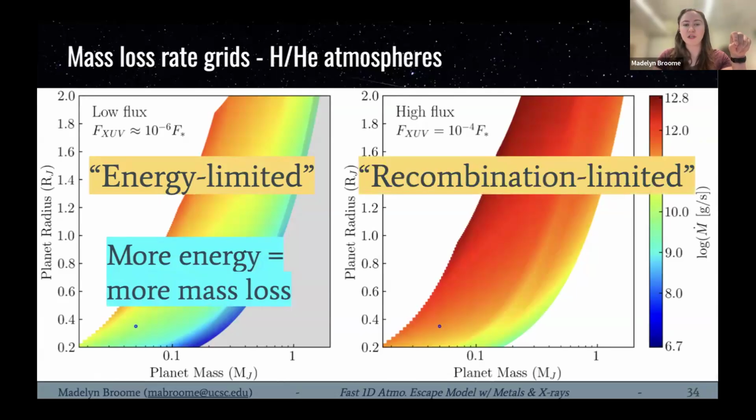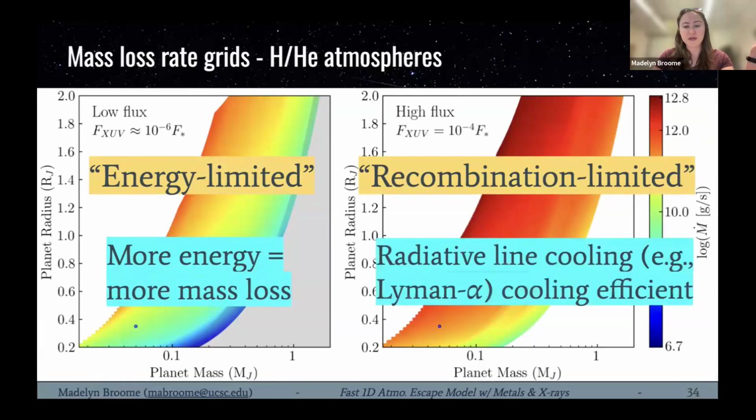But notably, when you have a high flux, you've sort of reached the maximum amount of energy you can put in and expect to get more of an outflow out. And indeed, you are then limited by what's called recombination limited. Your radiative line cooling, for example, Lyman alpha cooling, becomes very efficient, and it attenuates your ability to increase your outflow rate or your mass loss with a higher amount of flux.